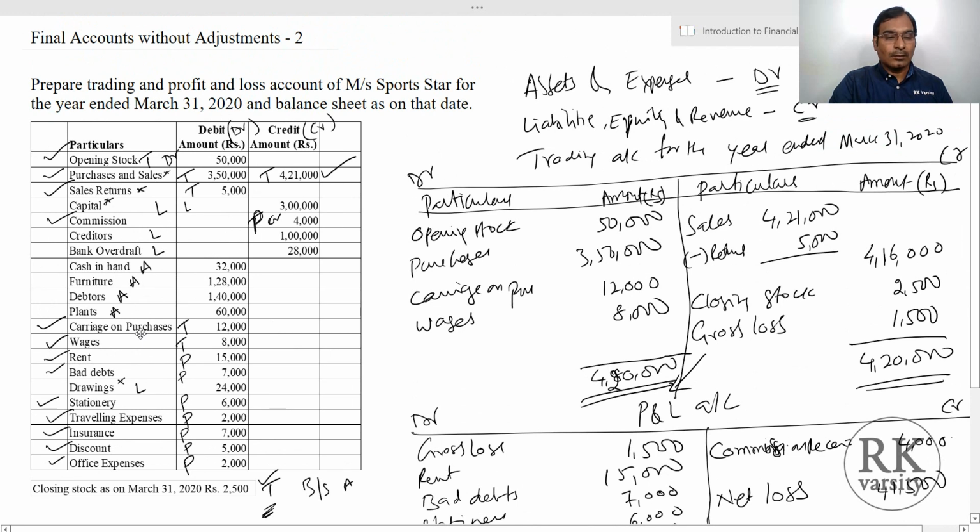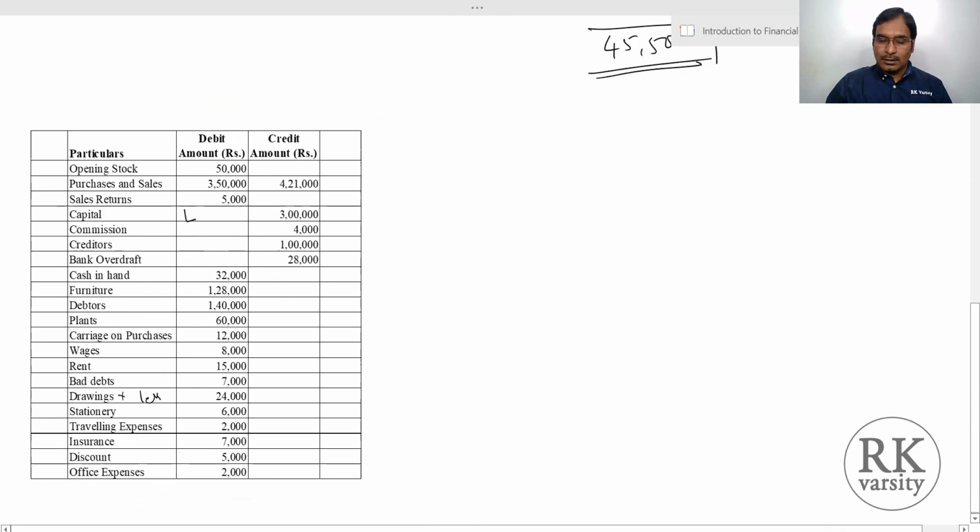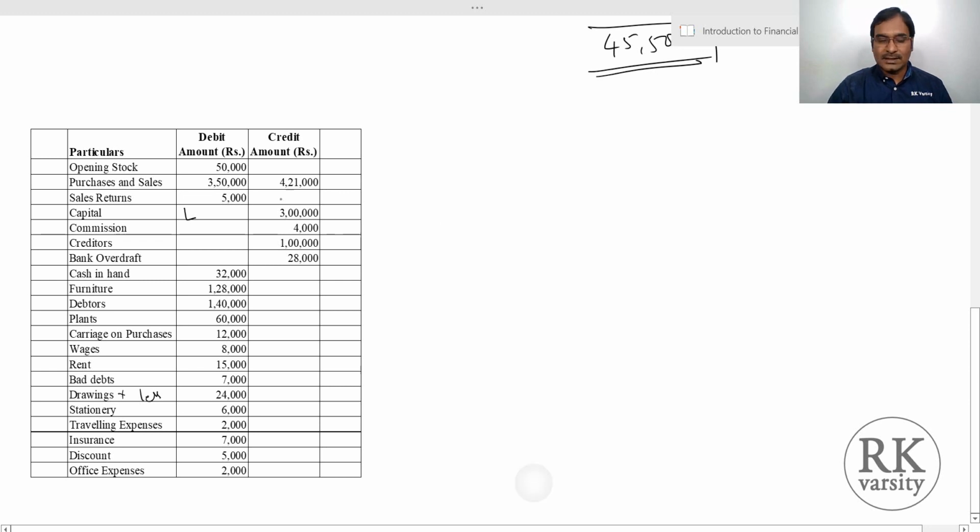Now we prepare a balance sheet. So we'll copy this one. Here we'll have the balances, just copy pasted here. We look at capital, which is a liability. Once again: creditors is a liability, bank overdraft is a liability, cash in hand is an asset, furniture is an asset, debtors is an asset, plant is an asset. Then wages, rent, drawings, you have to make adjustment to the capital. Then stationery expenses, all these are expenses.